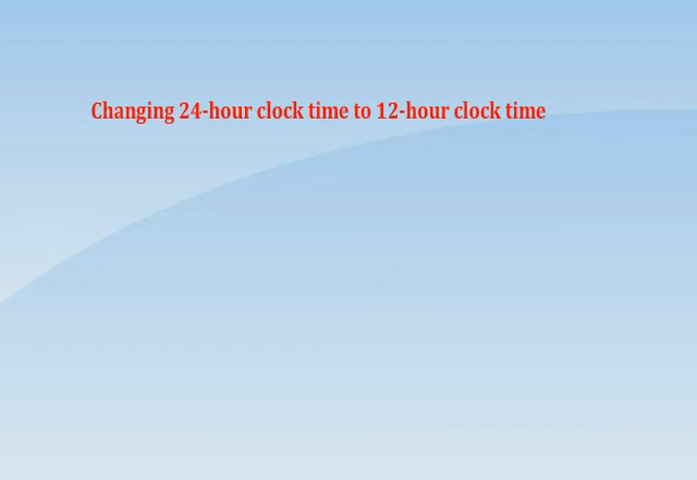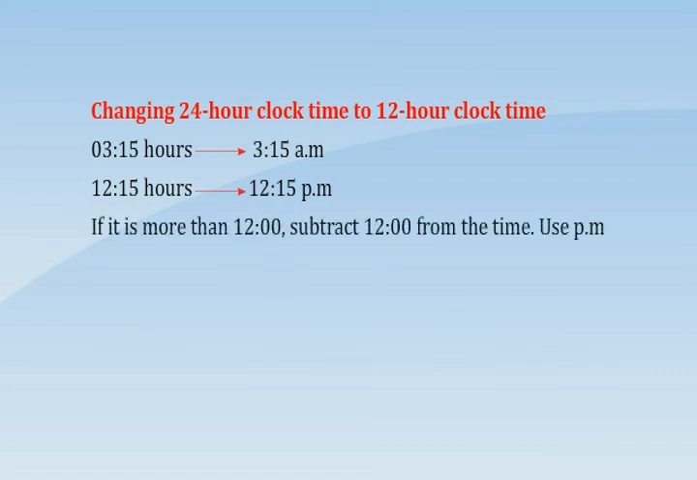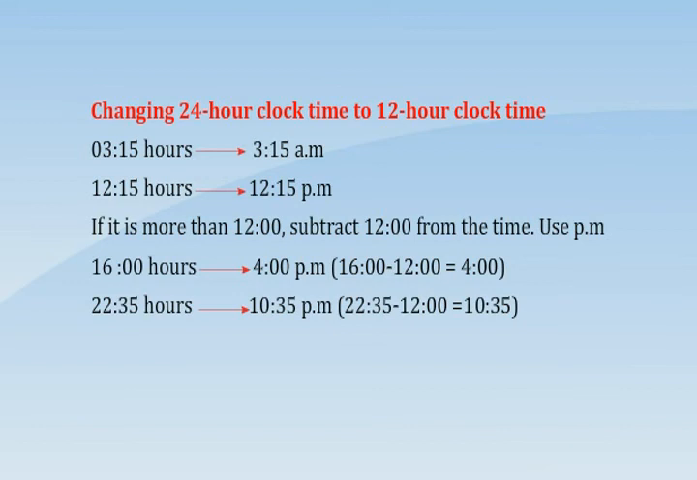Changing 24-hour clock time to 12-hour clock time. 3:15 hours is equal to 3:15 AM. 12:15 hours is equal to 12:15 PM. If it is more than 12, subtract 12 from the time and use PM. 16 hours is equal to 4 PM, since 16 minus 12 is 4. 22.35 hours is equal to 10:35 PM, since 22.35 minus 12 is equal to 10:35.